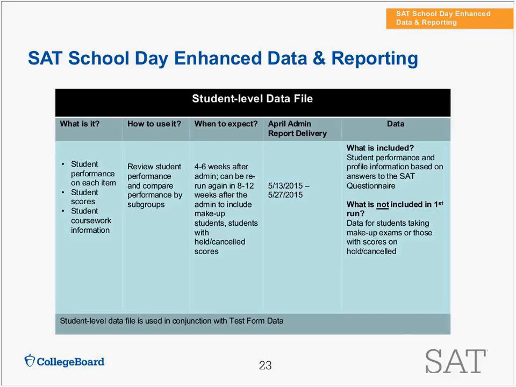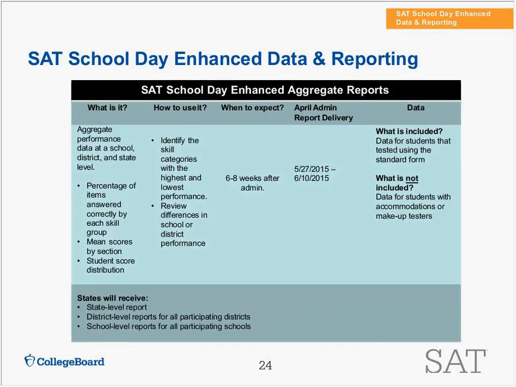And then you'll receive a second report. You'll receive the school day enhanced aggregate reports, which is aggregate performance data at a school, district, and state level. This gives you insight into the percentage of items answered correctly by specific skill groups, mean scores by section, and student score distribution. It can be used to identify the skill categories with highest and lowest performance. You can look at differences in school performance or district performance. And these take a little bit longer to get. These are the ones that you'll get between 6 and 8 weeks after the administration.